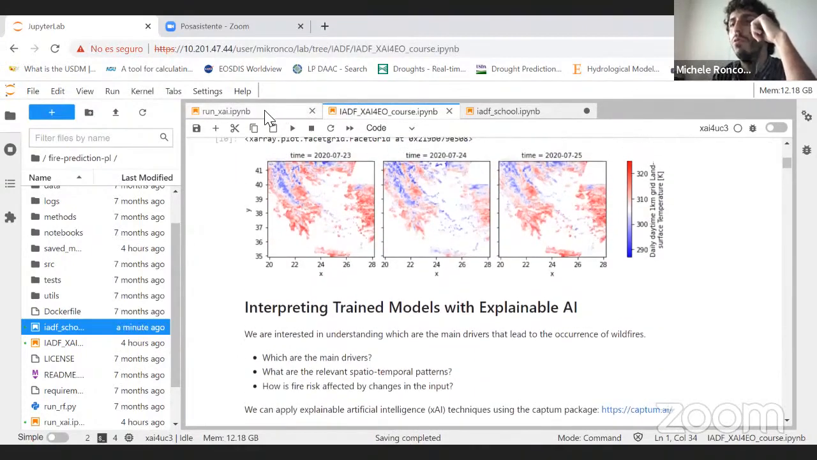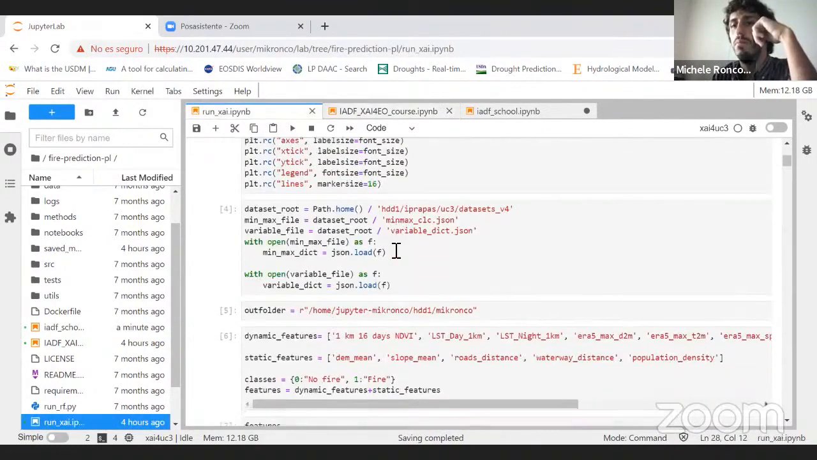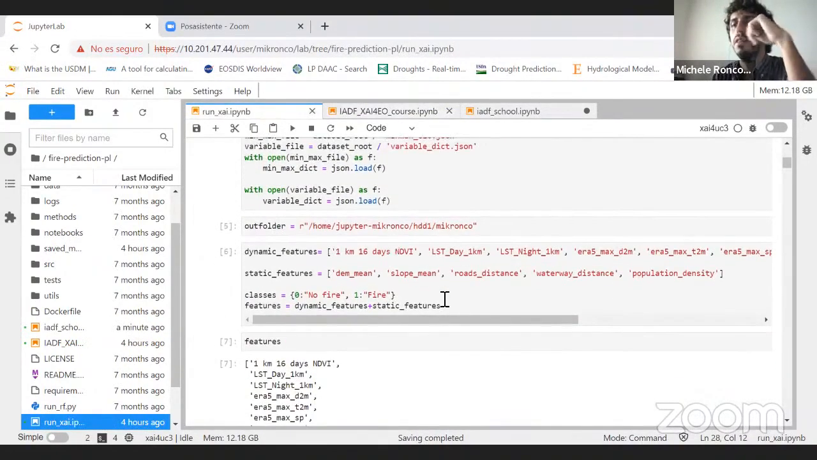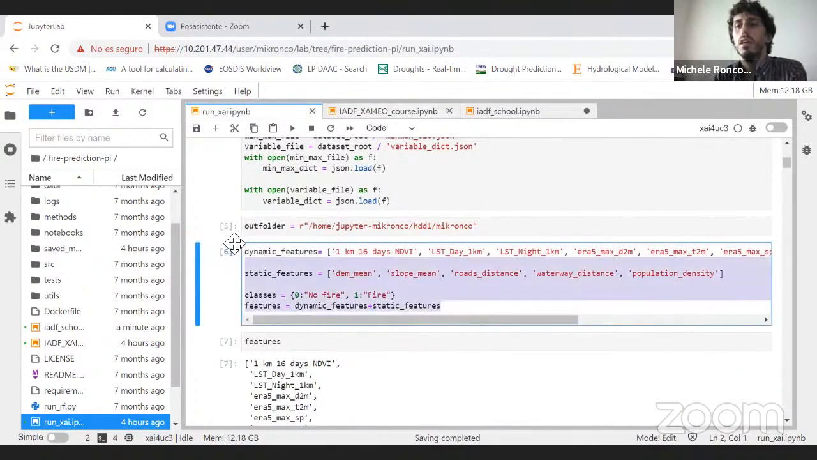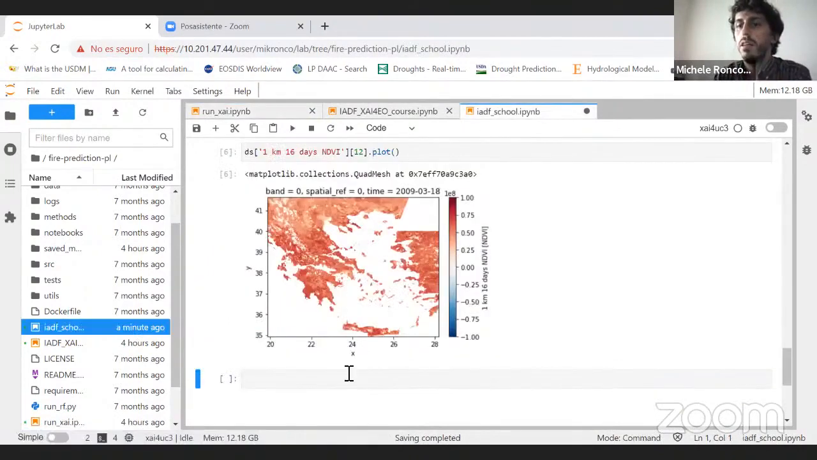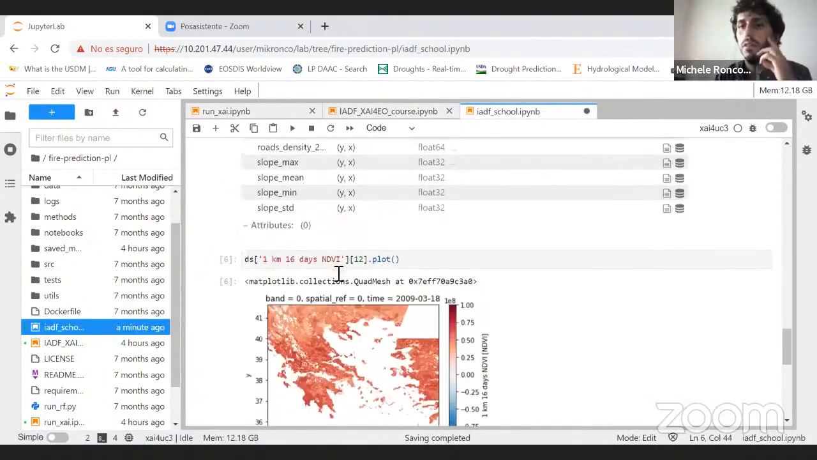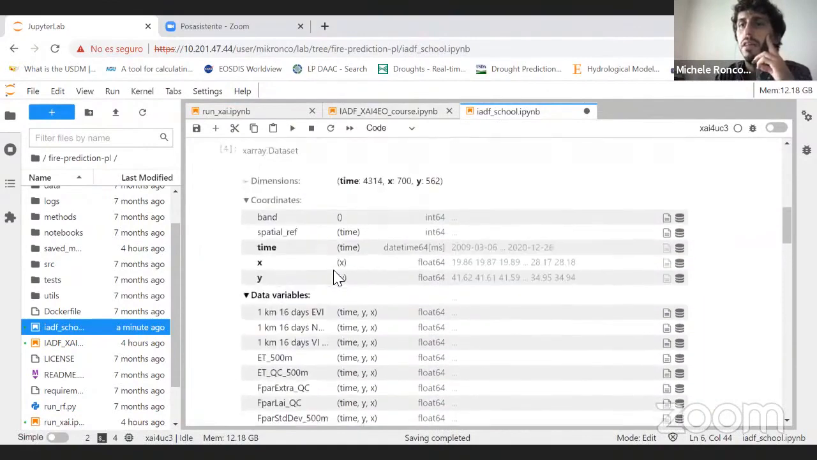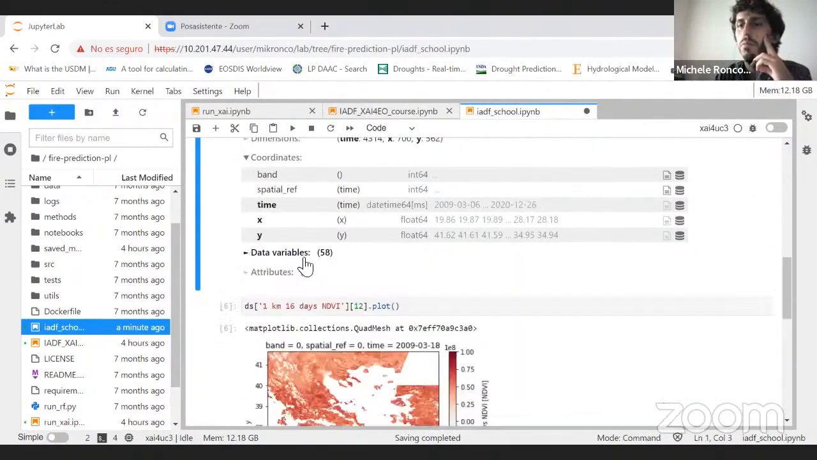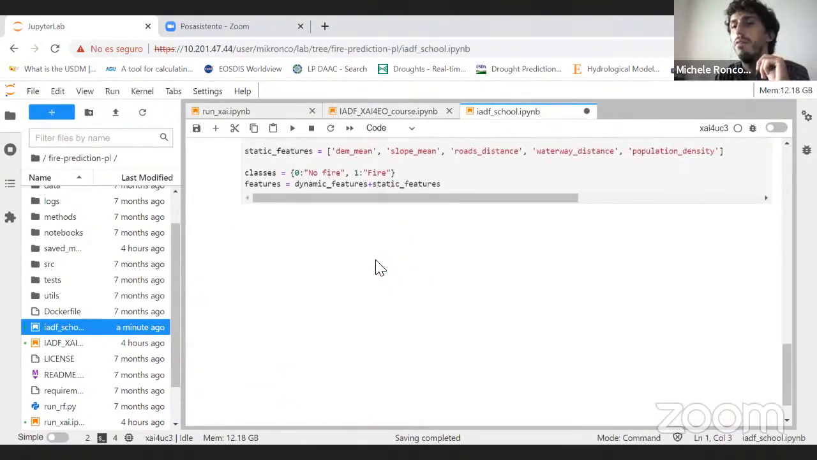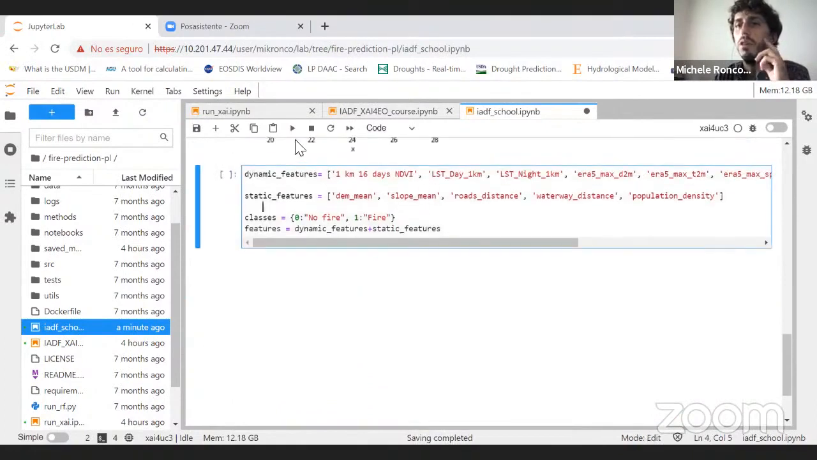The first thing that we want to do is to load the models. The models which have been trained have been saved. Here we have some of the features. Not all the 58 features were used for the training, but only some of them.